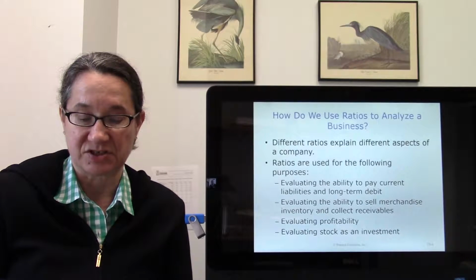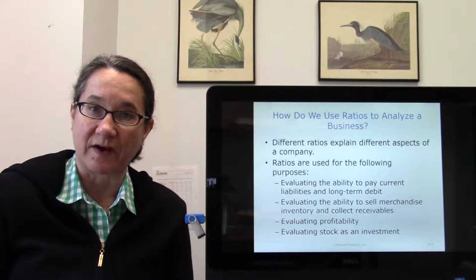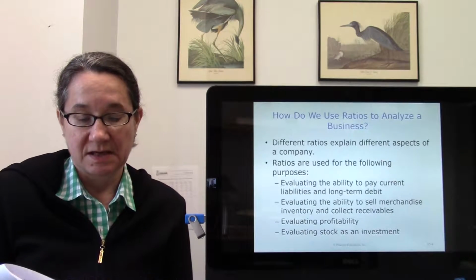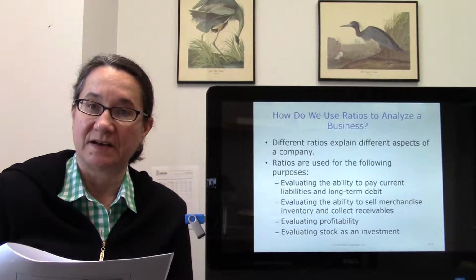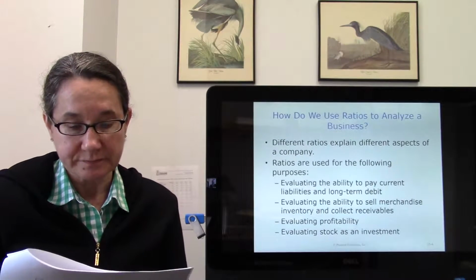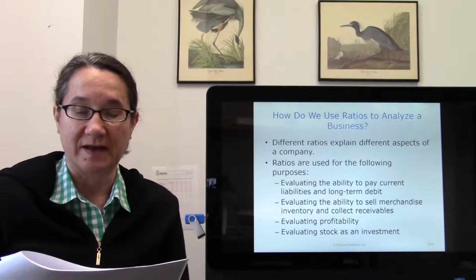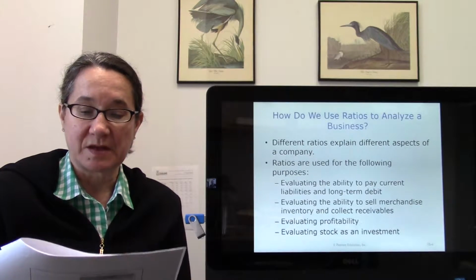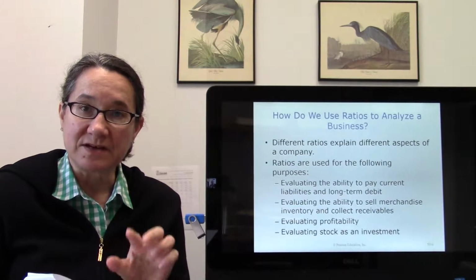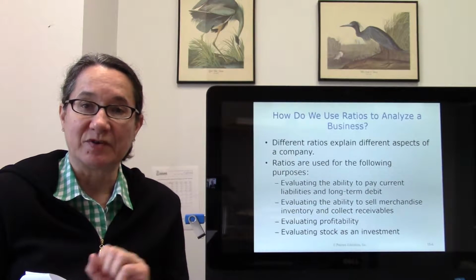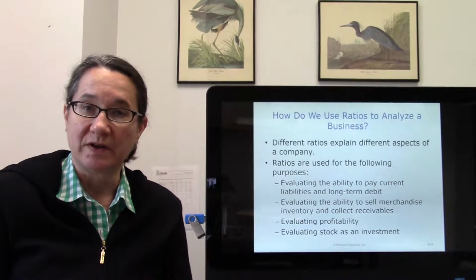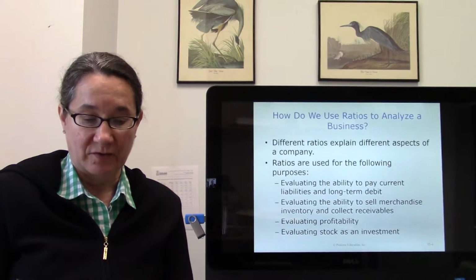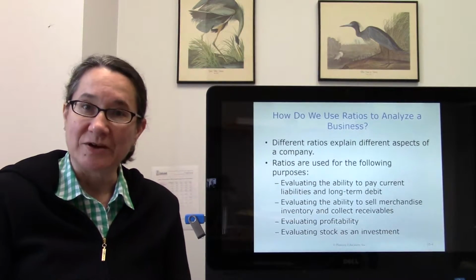The ratios we discuss in this chapter may be classified and used for the following purposes: evaluating the ability to pay current liabilities, evaluating the ability to sell merchandise inventory and collect receivables, evaluating the ability to pay long-term debt, evaluating profitability, evaluating stock as an investment. So you may recall we've seen ratios that do these things at the end of each chapter. Depending on what we're talking about in the chapter, we look at a ratio associated with the items from that chapter. So now we're just sort of going to go over all the ratios at once.